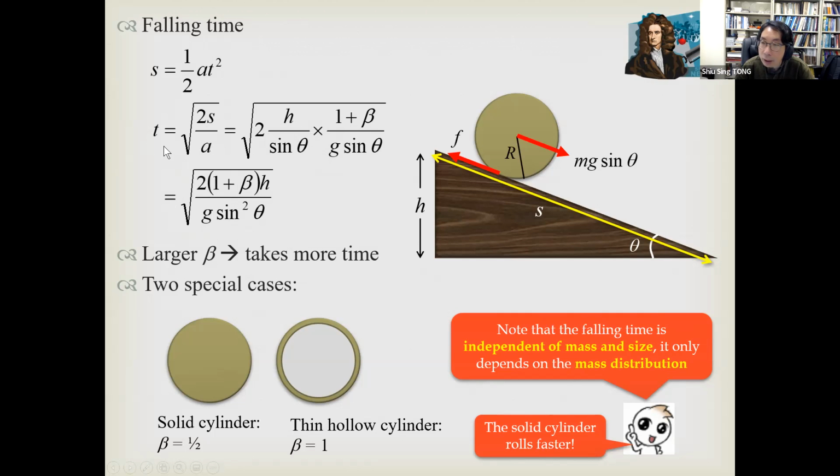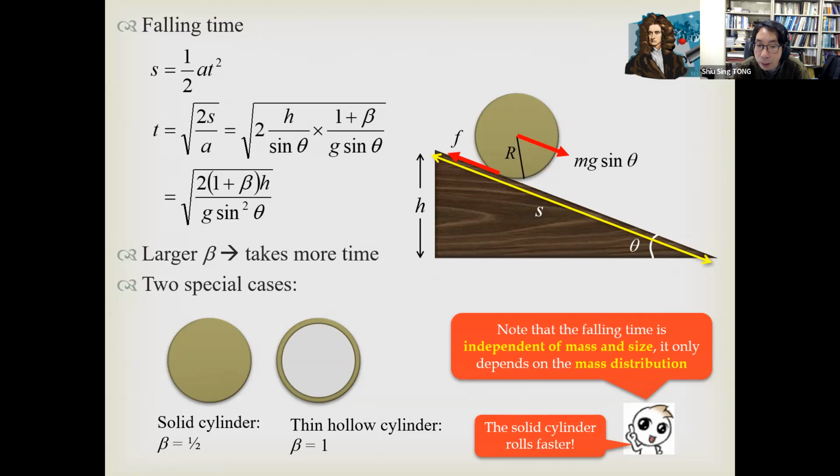Now you can see an interesting thing. The time of the rolling along a certain distance s depends only on beta. It does not depend on the radius of the cylinder. It also does not depend on the mass of the cylinder. The only dependence on the property of the cylinder is beta. And beta depends on how the mass is distributed in the cylinder. For a uniform cylinder, beta is 1/2.